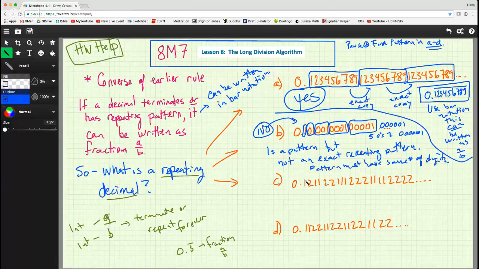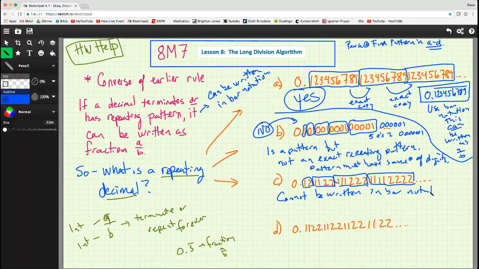Well, let's look at this one. This one has a 1, 2, then a 1, 1, 2, 2, then a 1, 1, 1, 2, 2, 2, then a 1, 1, 1, 1, 1, 2, 2, 2. So this one, again, same rationale. Cannot be written as bar notation. So no. Cannot be written as a fraction.